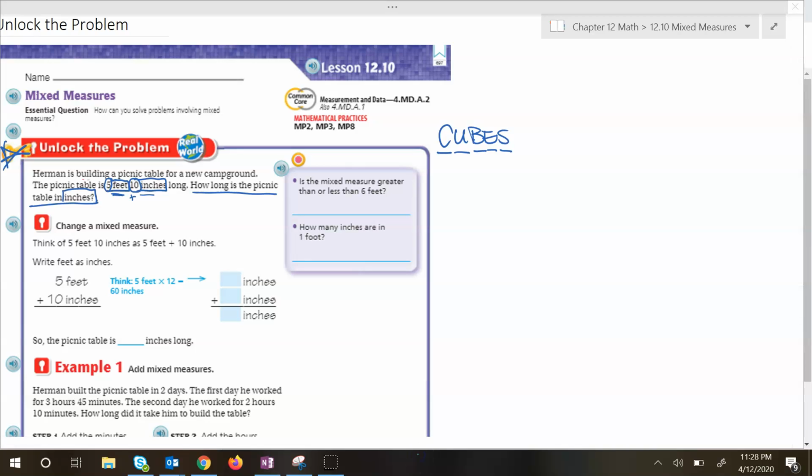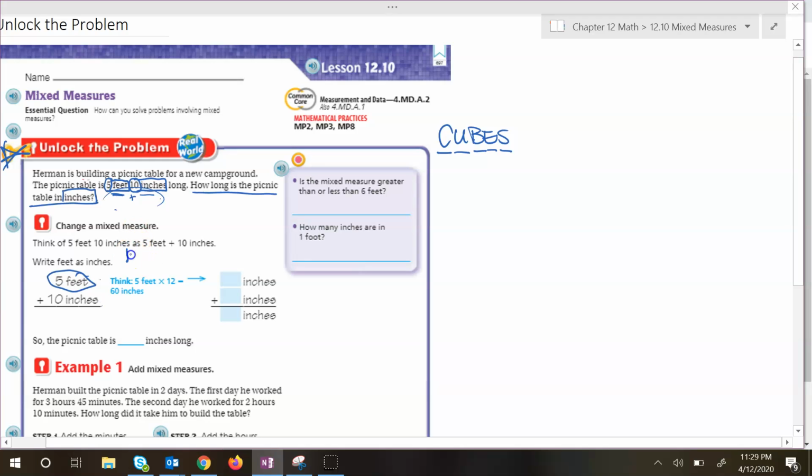Right here. Think of 5 feet and 10 inches as 5 feet plus 10 inches. And that's what I wrote right about here. So we have 5 feet. So we have to convert the 5 feet into inches, and then we can add them together. Now remember, in our previous lessons I mentioned that you can't add different denominators because they're not the same exact pieces. So this is kind of similar. You have to change the feet into inches so that they're the same and you can add them.